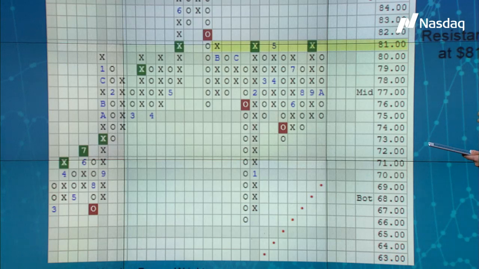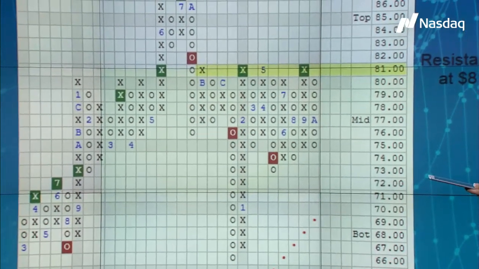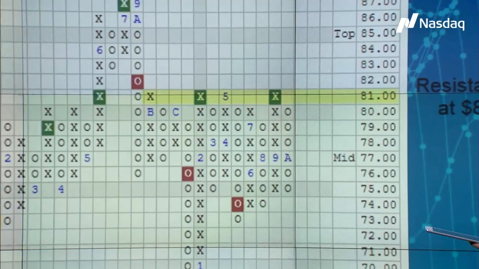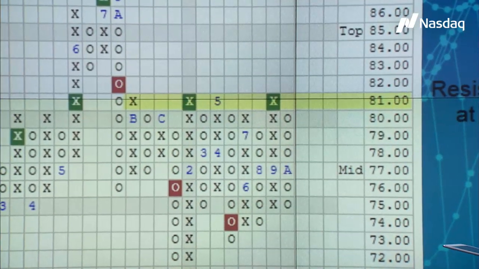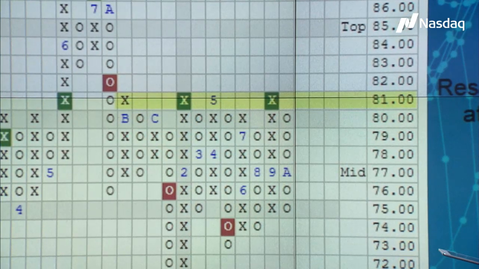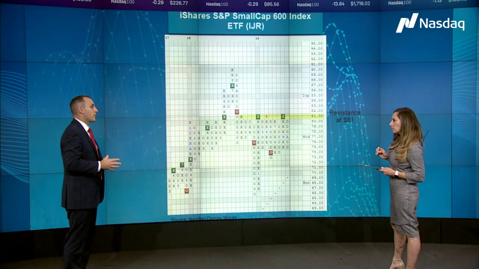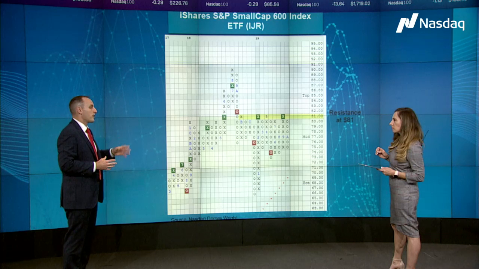And four different times now, this chart going back to November of last year has rallied to $81. It did so again in February, did so again in May of this year, and then again in September, but was not able to get through that level of resistance. So that's going to be a key sign going forward for small caps in general. Are they able to actually get through and see some moves higher through that area of resistance?